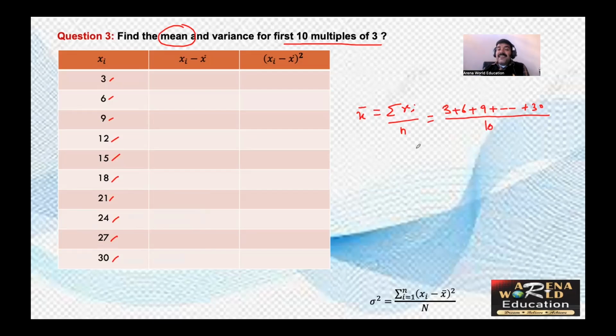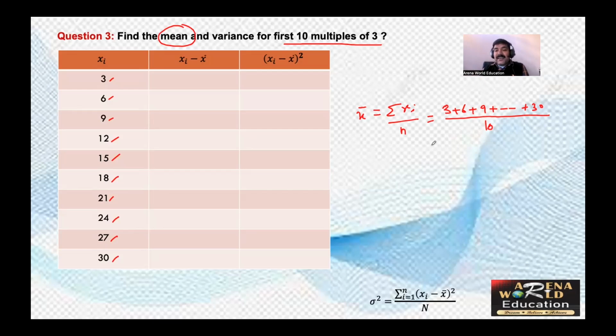Always remember there is a shortcut to find the average of consecutive numbers. If we have to find the average of consecutive numbers, we take the first and last term and divide it by 2. Whenever you have to find the average of some consecutive numbers, simply take the average of the first and last terms.